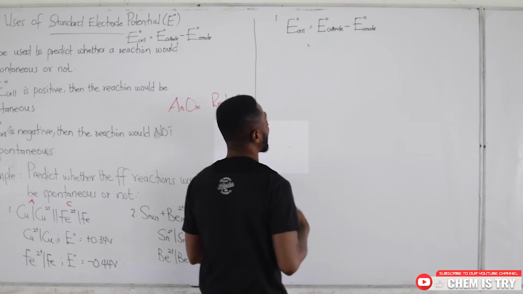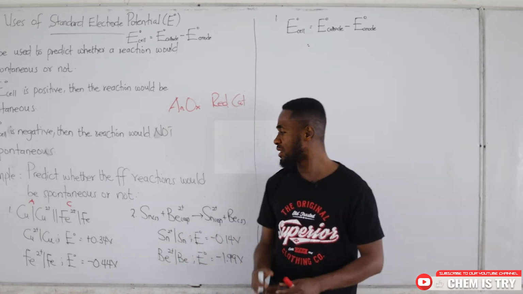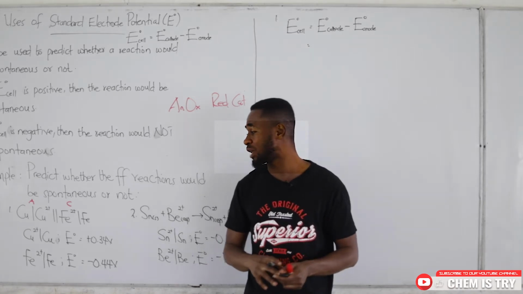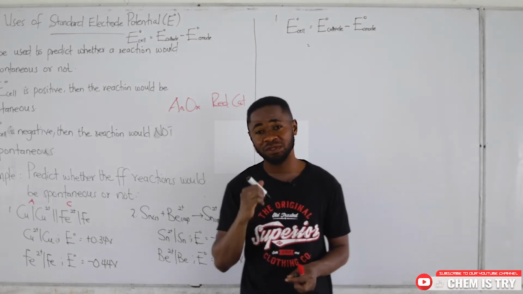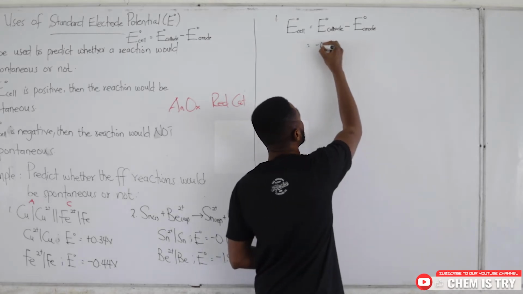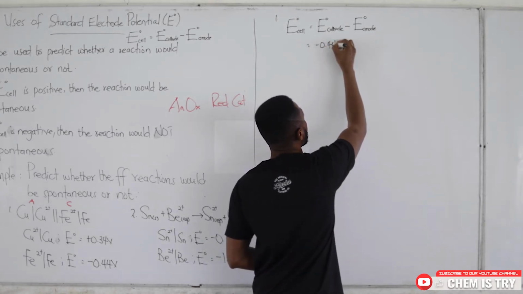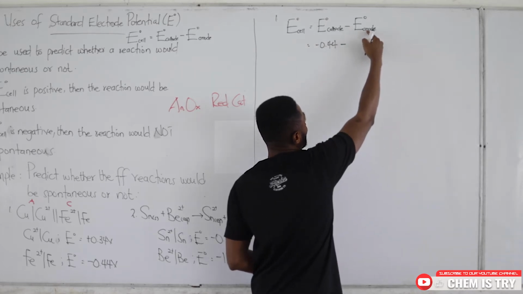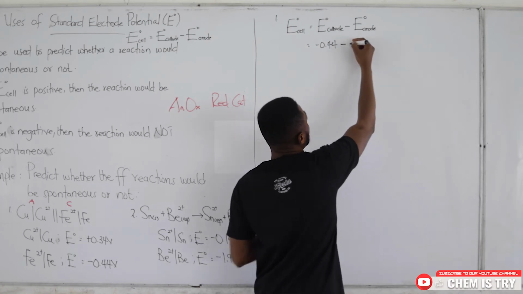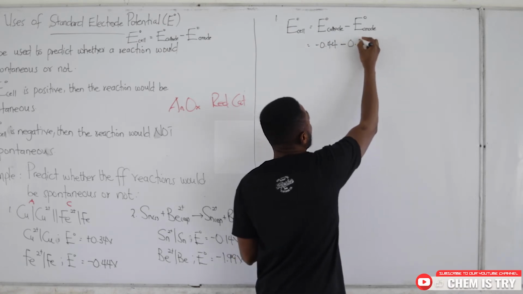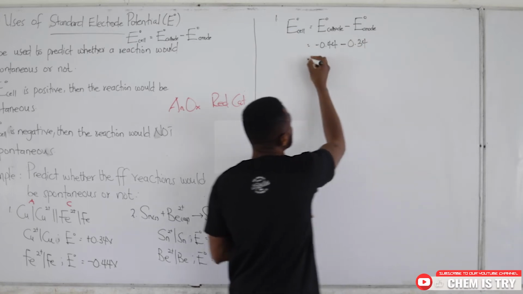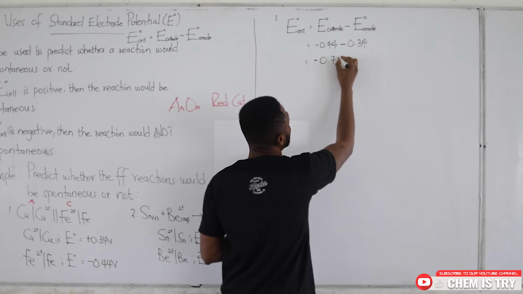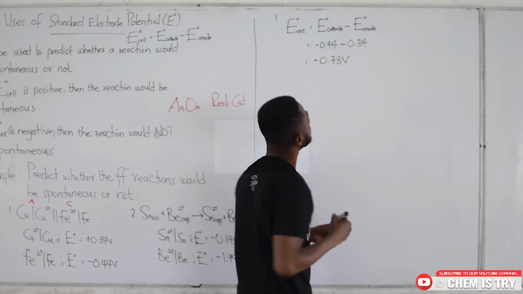We have been given the cathode as the iron half cell, and its standard reduction potential was given in the question as negative 0.44 volts, minus the standard reduction potential of the anode, which is our copper half cell, which we were given as positive 0.34 volts. This should give us negative 0.78 volts.